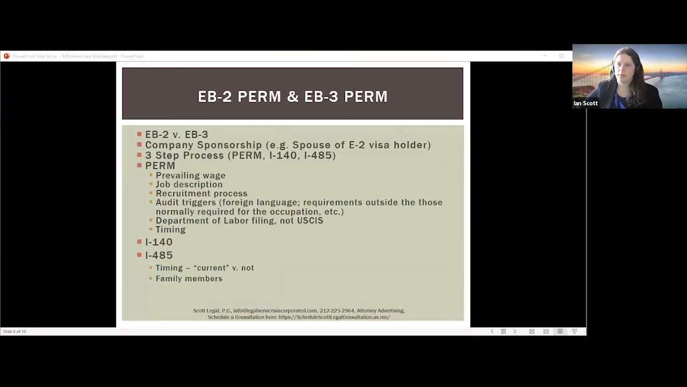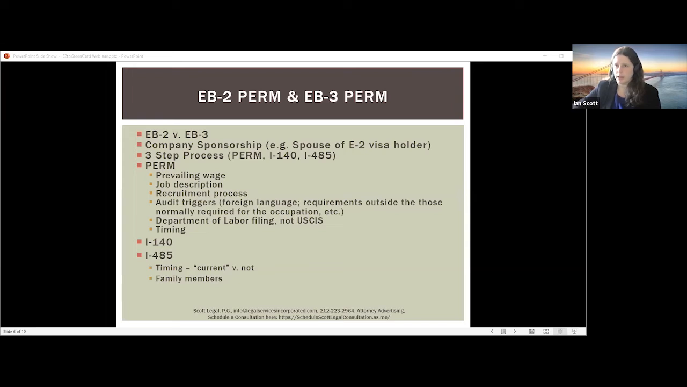So let's talk about the EB-2 in the context of perm and also the EB-3. This refers to a U.S. company sponsoring someone for a green card. So in this case, for example, we've had clients who are here on an E-2 and their spouse is also on an E-2 and is working for a company, and the company wants to sponsor their spouse for a green card. So that is one way that sometimes E-2 visa holders will move to a green card: their spouse is working at a US company, and the US company decides to sponsor their spouse, and then they are derivative on that application.